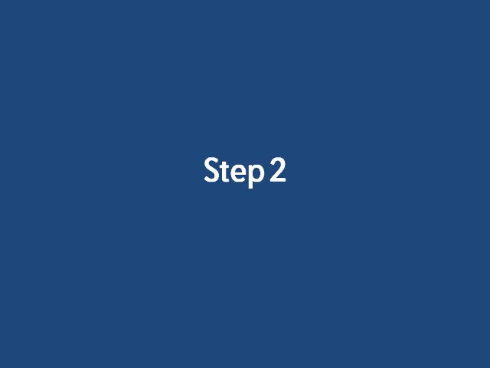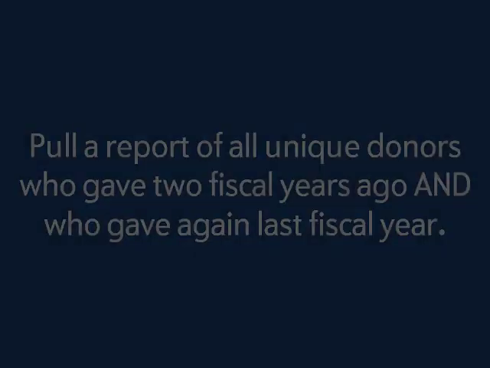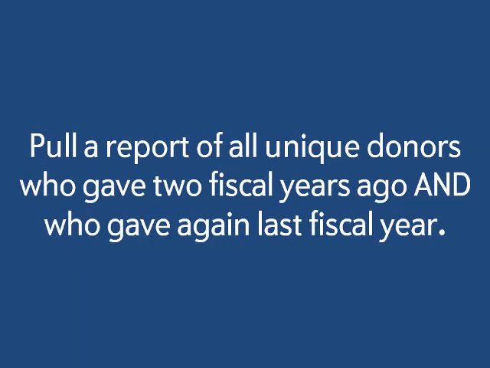Step 2. Now we're going to pull a report of all unique donors who gave 2 fiscal years ago and who gave again last fiscal year. So again, if it's currently fiscal 19, we want all unique donors who gave in fiscal 17 and again in fiscal 18. All right, so we're going to pull that. That's a little bit of querying. If you're doing it manually, that's a little bit of work, but it can be done. So what's that number of unique donors who gave both 2 fiscal years ago and last year?